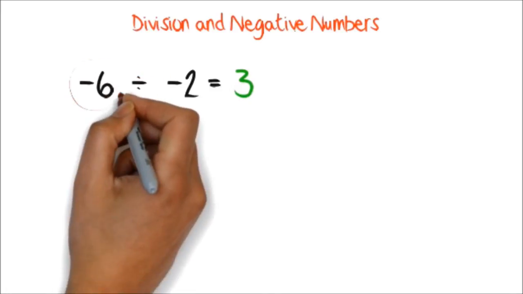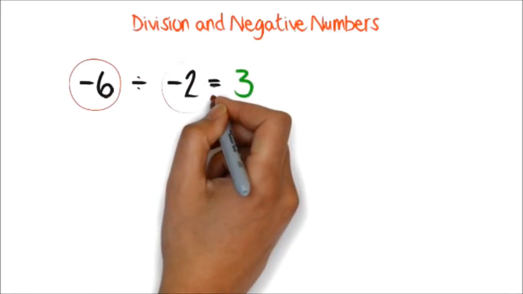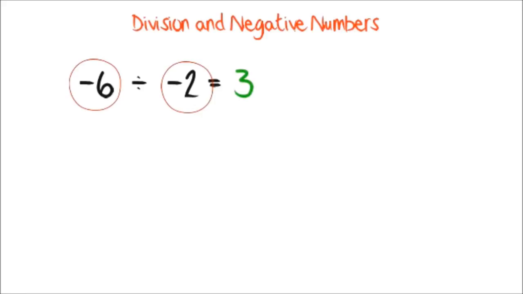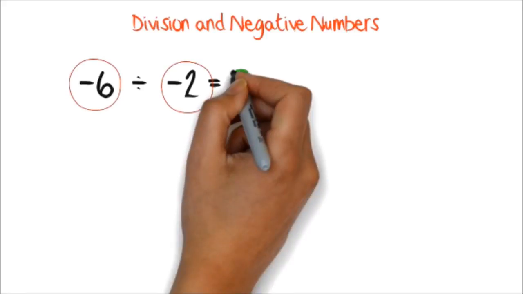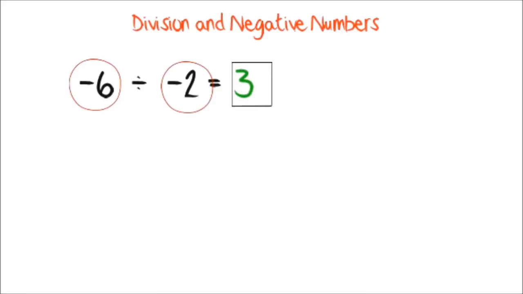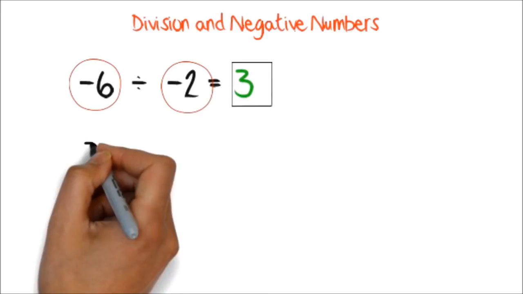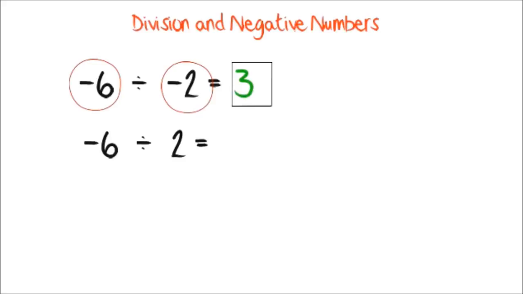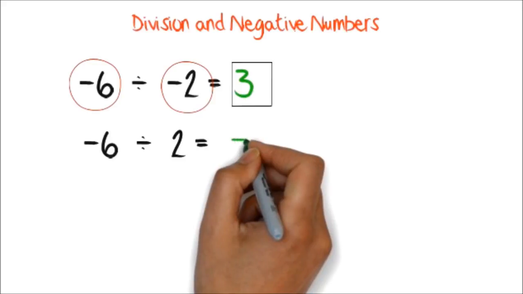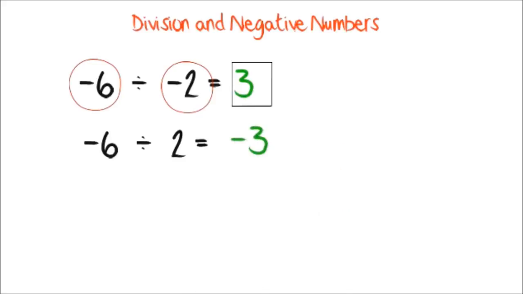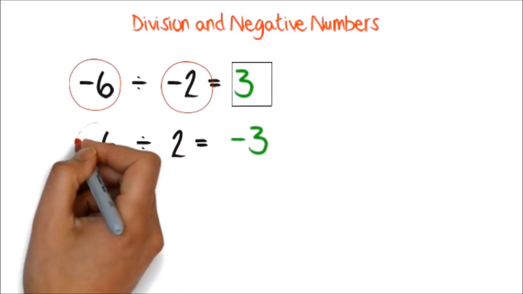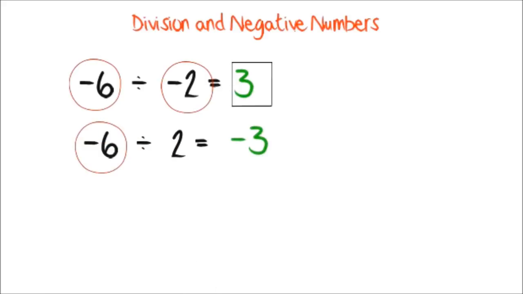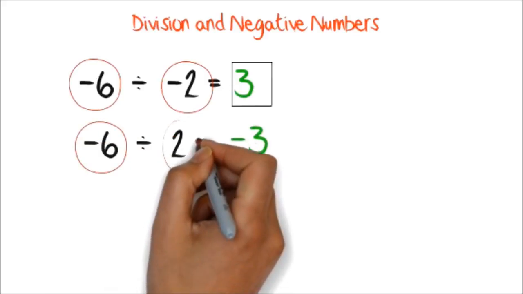Notice, we worked with two negative numbers and our final answer is positive. When we divide -6 by 2, we get our final answer to be -3. Here, one of the numbers is negative and the other is positive.